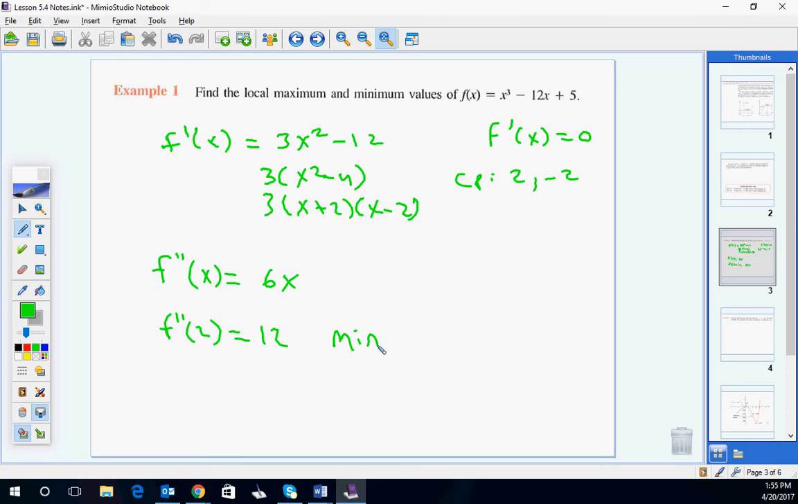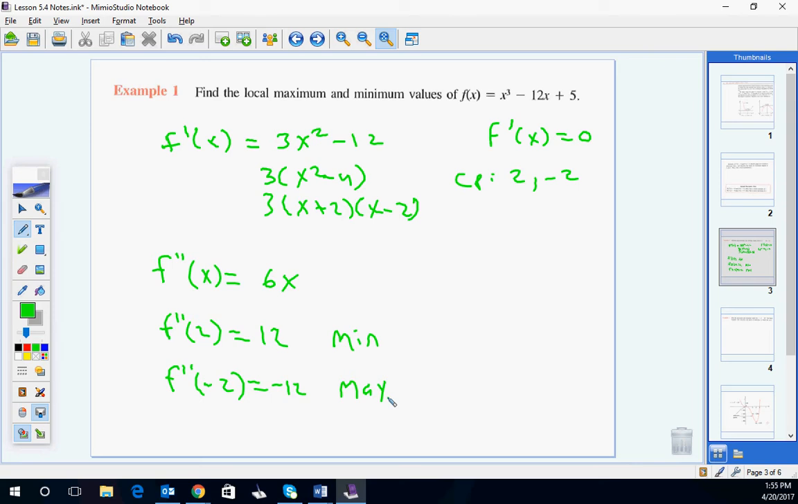Okay, and then f double prime of negative 2. We get negative 12, so that's a max by the definition. I have it backwards in my notes, but I know that we're good.